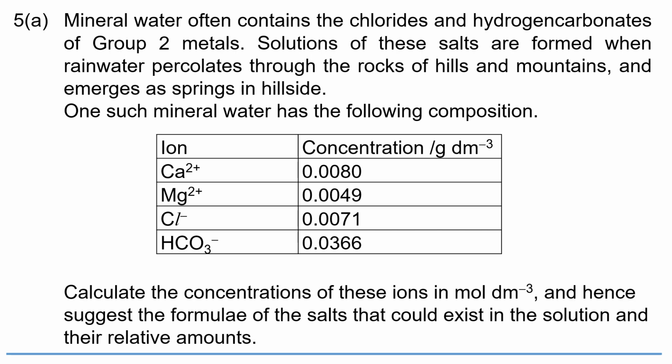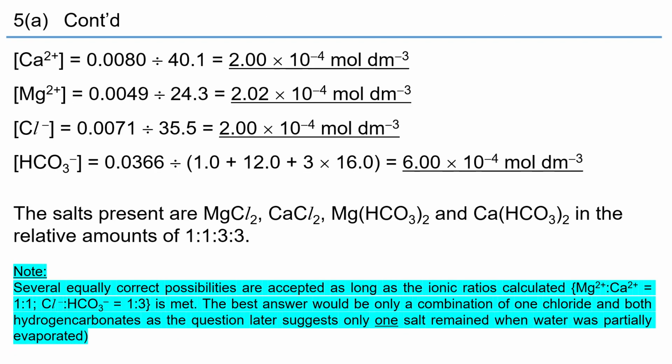Let's go for the first one, calculating the concentration in moles per dm cube. This one should be straightforward. Just use the concentration given in gram per dm cube, divided by the Ar or Mr of the respective ions. For calcium, you get 2 times 10 to the minus 4. Magnesium 2+ will be 2.02 times 10 to the minus 4. Chloride will be 2 times 10 to the minus 4. Then for hydrogen carbonate, it will be 6 times 10 to the minus 4.